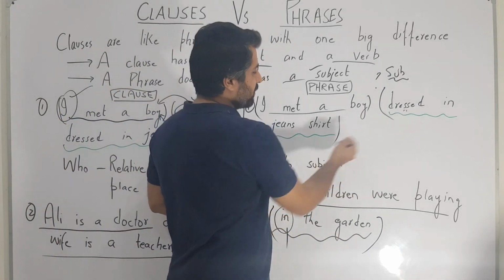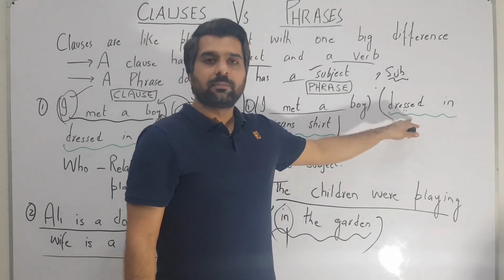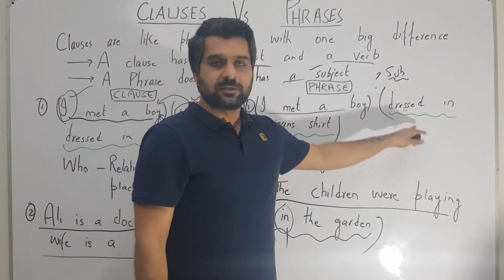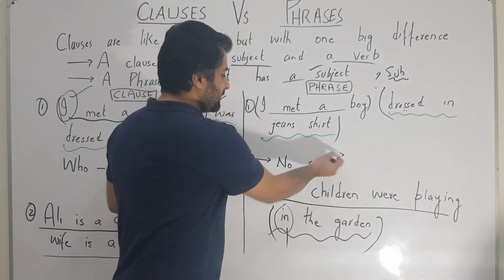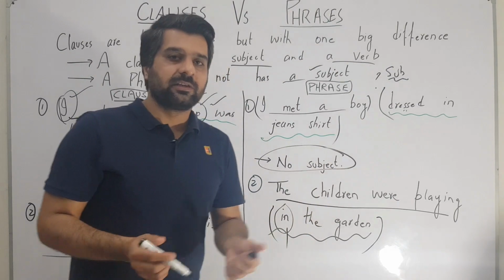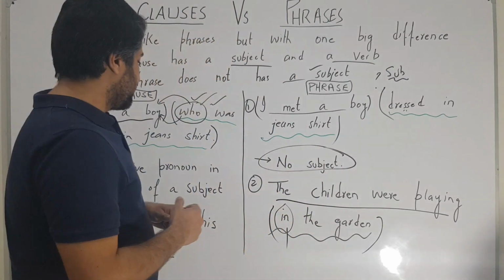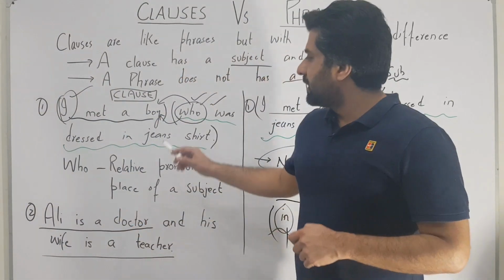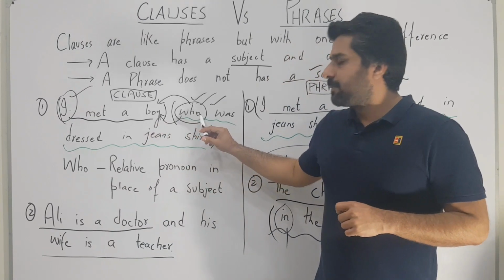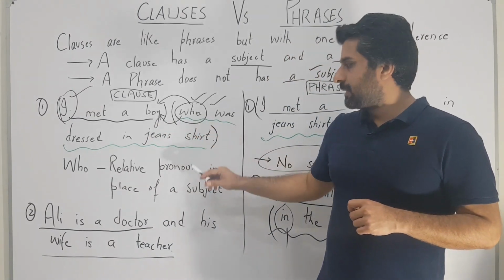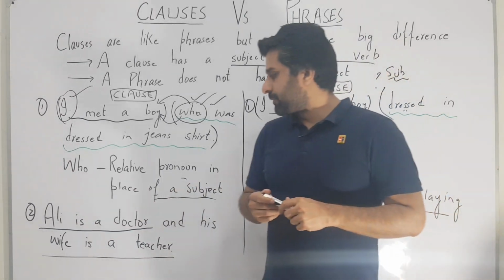Similarly, this is a group of words without a subject and this is a participle phrase because it starts with a past participle. So phrases do not have a subject and they provide additional information in a sentence. On the other hand, clauses have a subject. This is an independent clause having a subject. This is a dependent clause having a subject. And who is the relative pronoun in place of a subject in the clause.